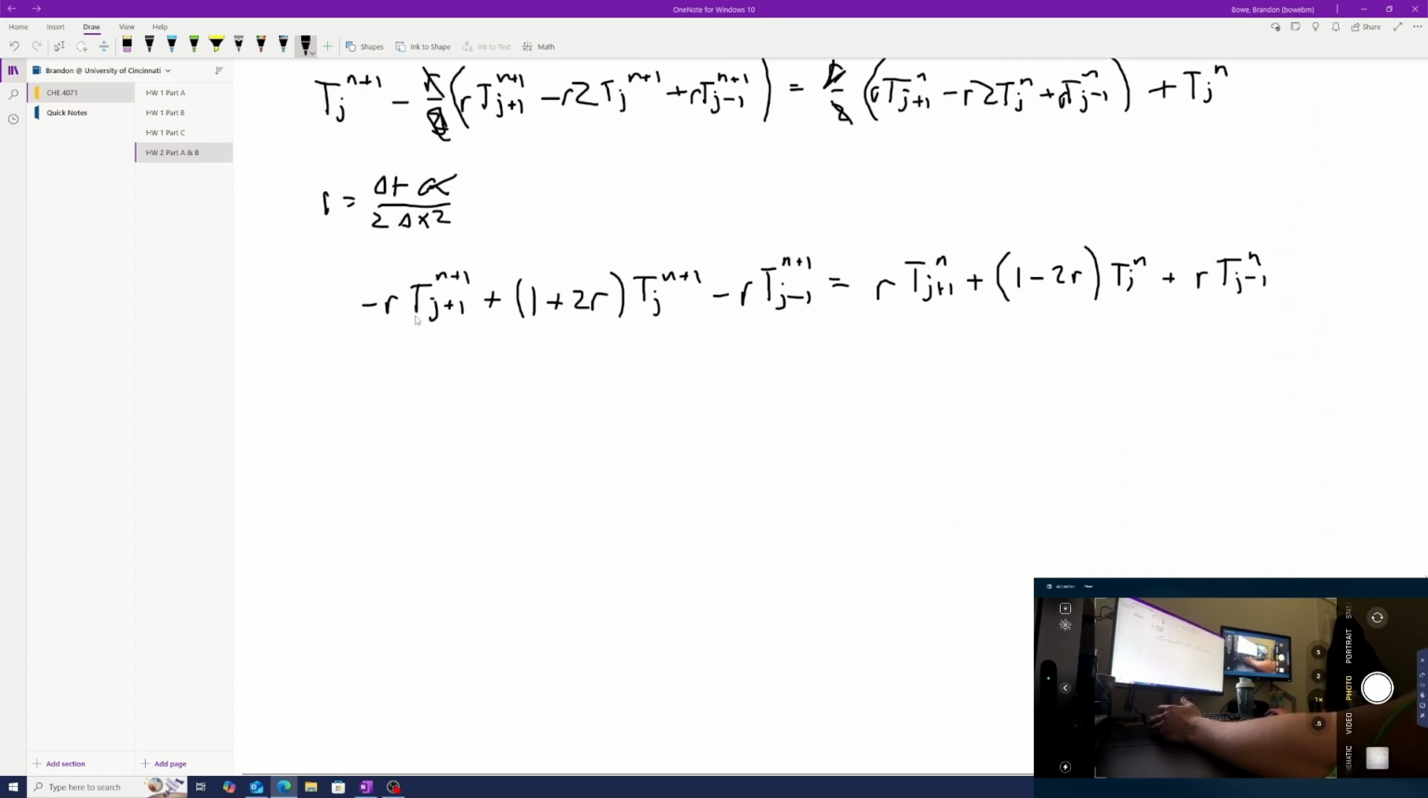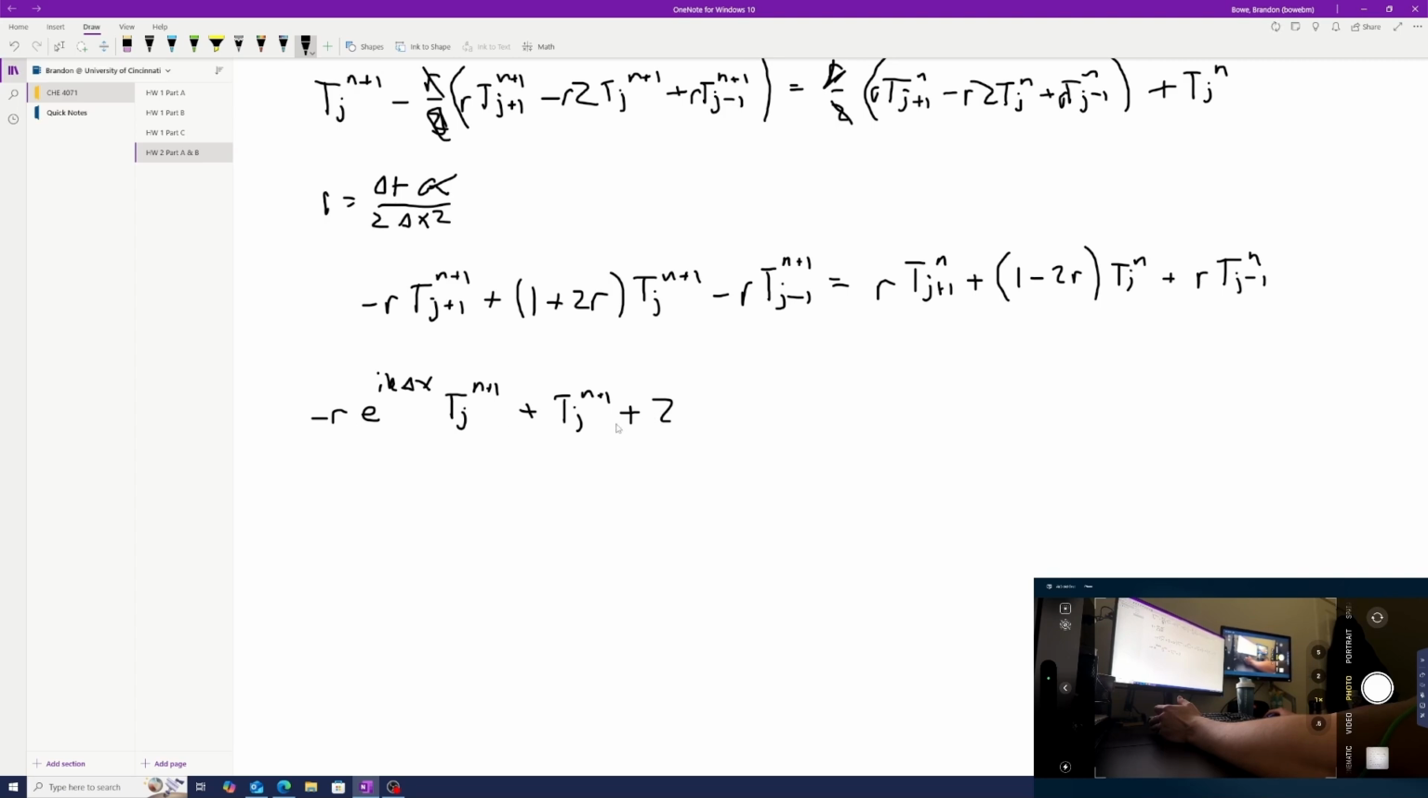We have that here, so we end up with minus r times e to the I k delta x, and we have our Tj of n plus 1 plus, we have our Tj n plus 1 here already, but we'll multiply it out. So we have Tj n plus 1 plus, again, 2.